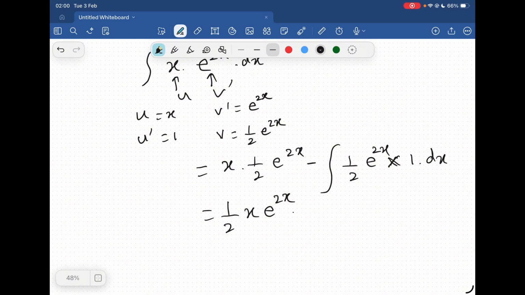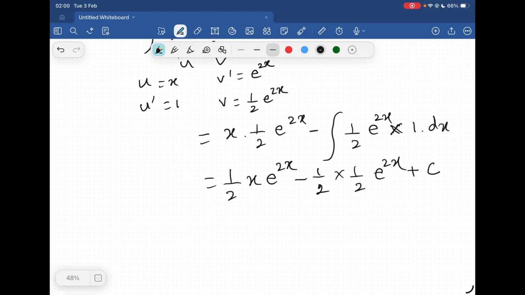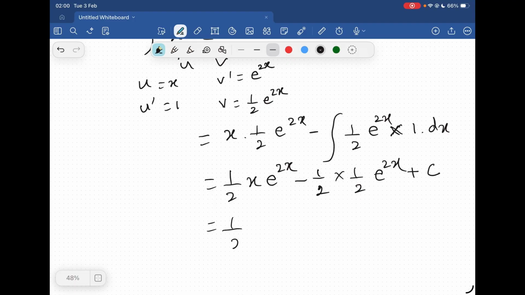You can bring this minus half out, which is the constant again. Integral of e to the power 2x, which we have already studied, is half into e to the power 2x, but never forget the constant. Now it's very simple: half x e to the power 2x minus 1/4 e to the power 2x plus c.